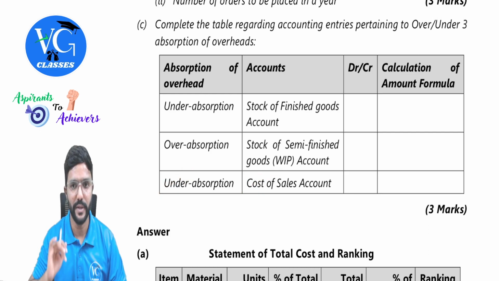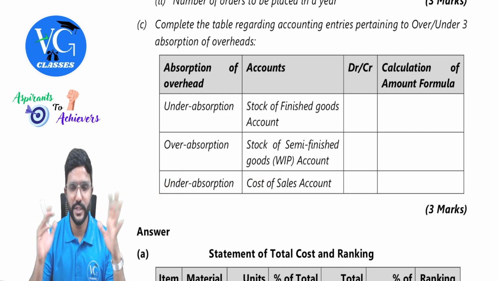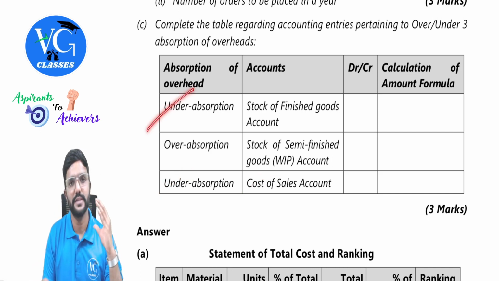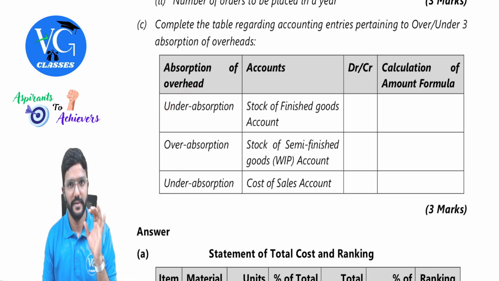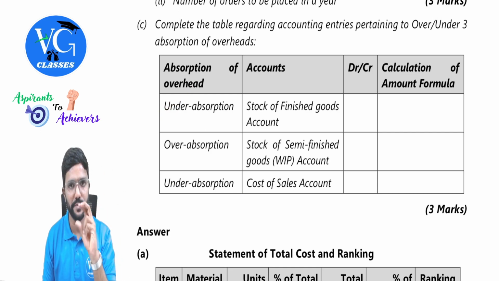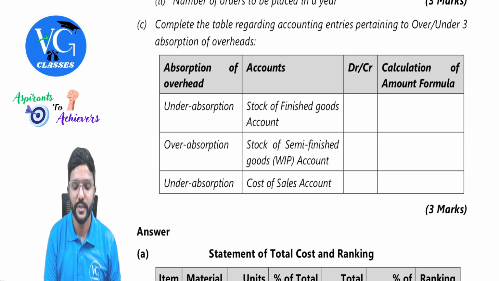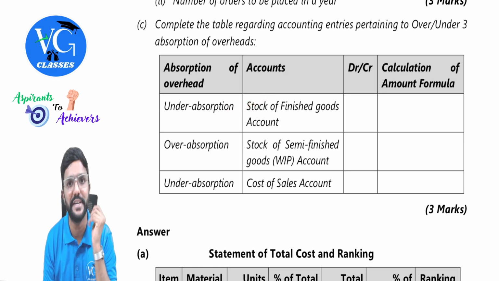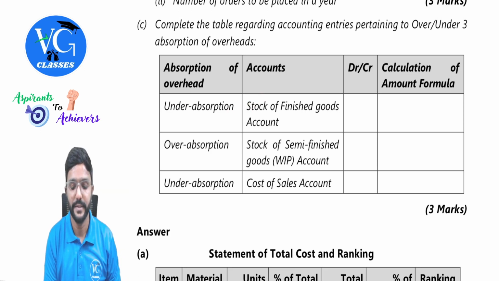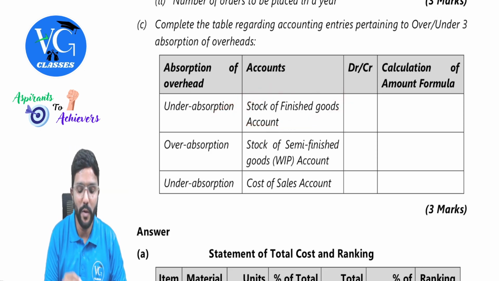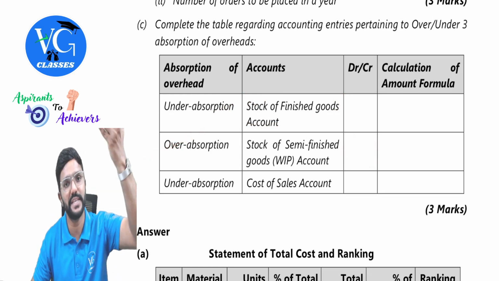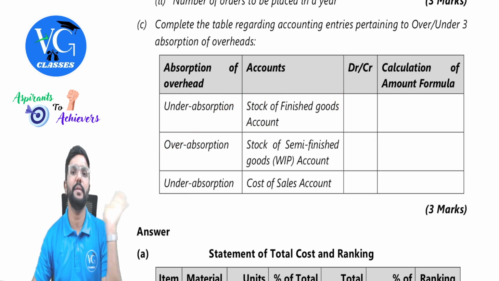Guys, simple. For all this, consider it is due to normal reasons. So we need to calculate supplementary rate. Under absorption means, sir, what is observed is already less. So now we need to charge something more. So the under absorption part we need to charge more. That means stock of finished goods will be debited or credited? Debited. Because it is already debited, but debited less. So what should I do now? Add it. So debit it. Over absorption means we need to credit it because it is already charged more. Excess debit is given. So how will I cancel it now? Giving credit.